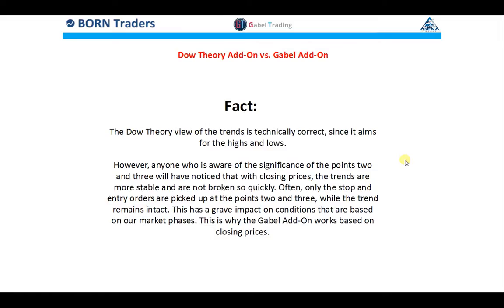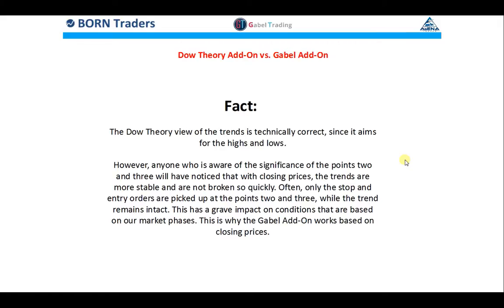The fact is that this view, the market technique view of the trends, is technically correct, since of course the highs and lows are also where trading takes place. Just that anyone who's aware of these high and low points, so the point 2 and point 3, will at some point realize that working with the closing prices makes the trends considerably more stable, because as we've seen, they're not broken so quickly. Because often at these 2 and 3 points, only the stop orders and entry orders are simply picked up, while the trend really remains intact.